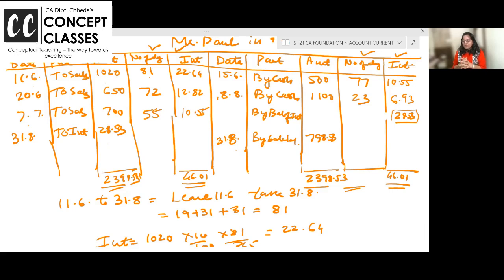Date, particulars, amount, number of days, interest. There are some more concepts, but ये समझ में आया? Interest and number of days is a memorandum column. All clear to all of you?